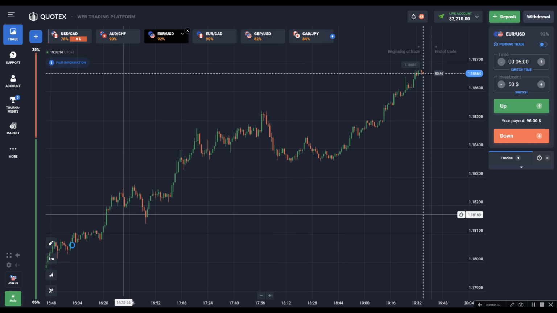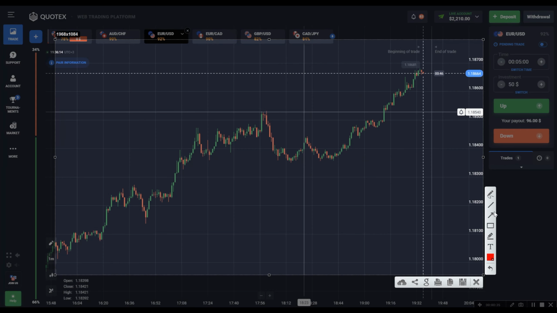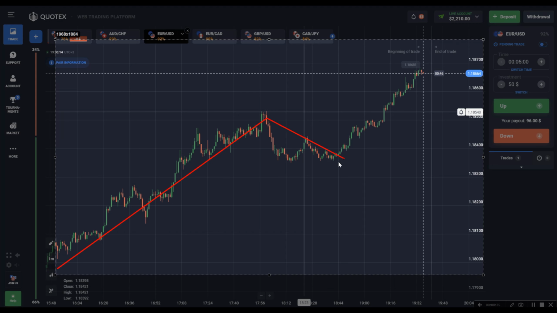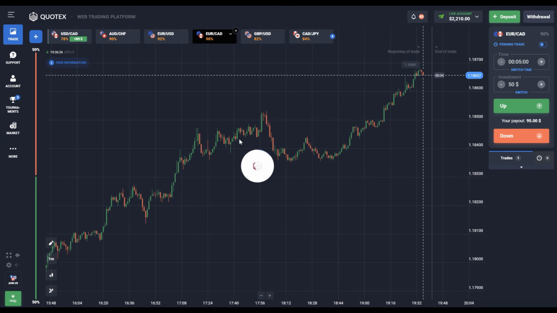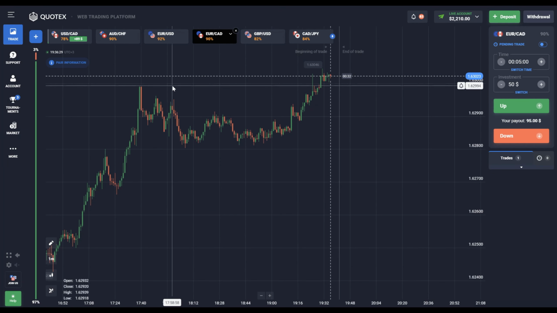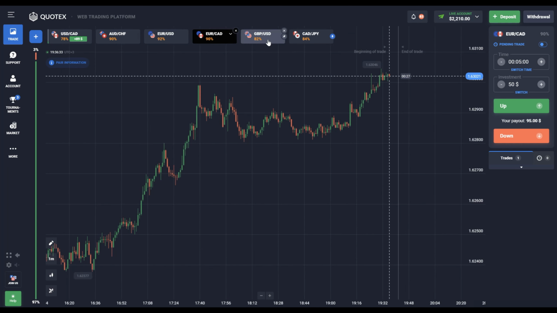On the Euro US dollar, we don't have a signal yet, at least for now. We are currently seeing an upward trend. And when the price returns to this level, it will be possible to open a trade for an increase from there. For now, there's no such opportunity. Euro Canadian dollar is in a similar situation, more or less.